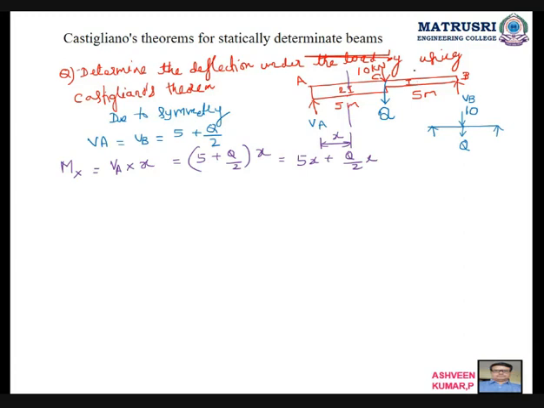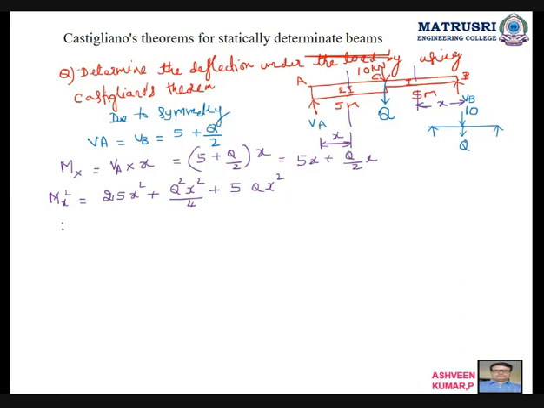Similarly, if we come from this side also, it will be the same. VB into x, VB is nothing but the same. So I will take this one, okay, one by one. Now if I am writing Mx square, it is a plus b whole square formula I am writing. So a square plus b square plus 2ab. So to cancel, 5Q x square.